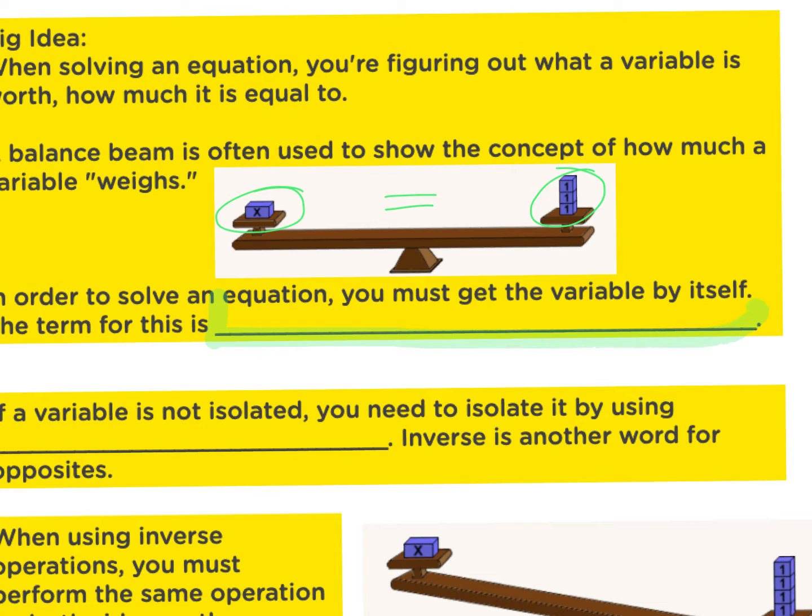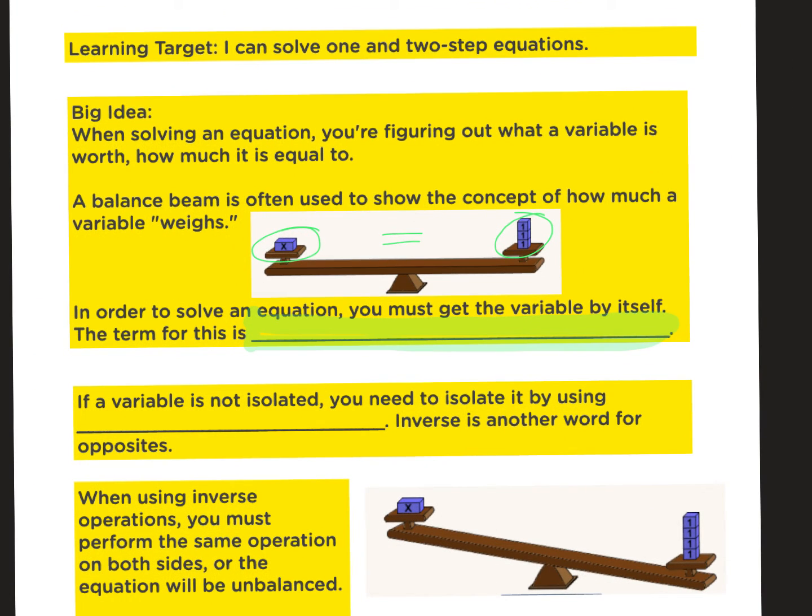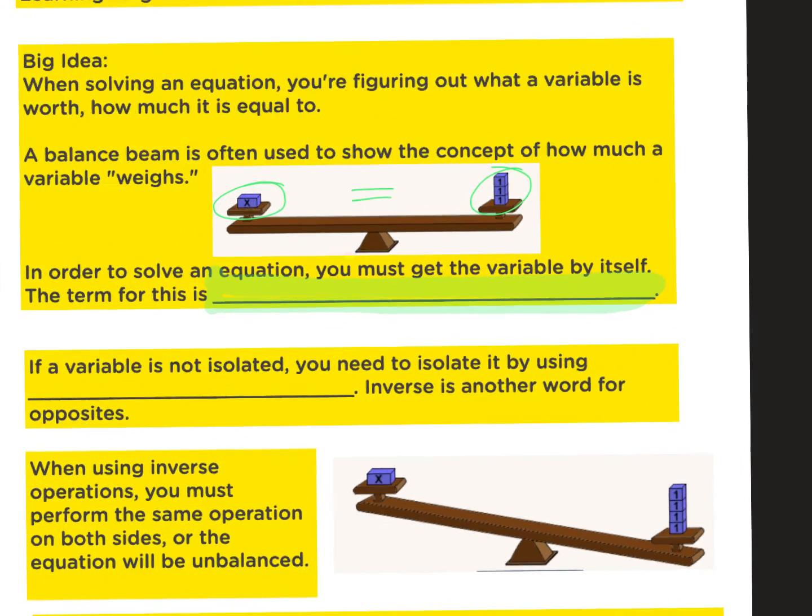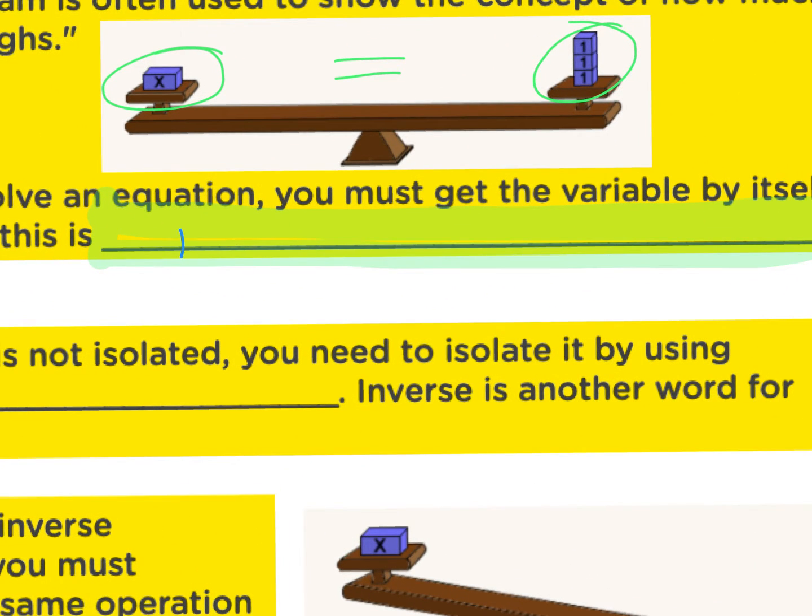This is where we're going to add our text box right here. Everybody should be adding a text box right now. I'm barely making you write anything today, so I need you to hang with me here. The big kid word for getting the variable by itself, you might have heard it. It's called isolating the variable.